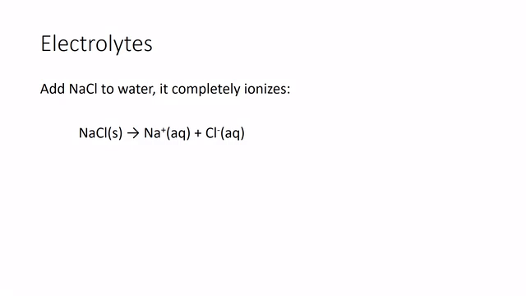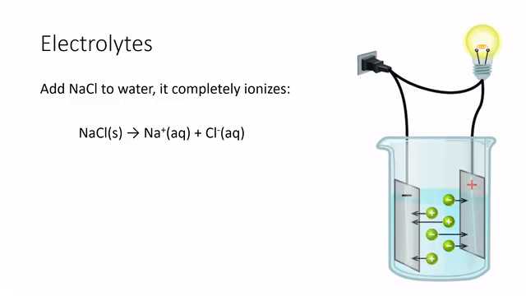Now before we start talking about acids, let's take a look at a salt. If we add sodium chloride to water, notice we're going to form sodium cation and chloride anion. It ionizes completely. Because it ionizes completely and is made up of these charged ions, it's able to conduct electricity. Therefore, sodium chloride and other substances that produce ions in water are referred to as electrolytes.